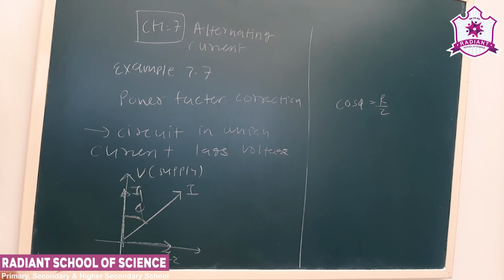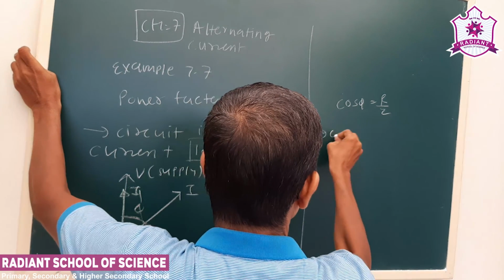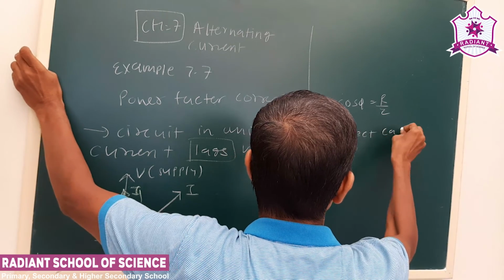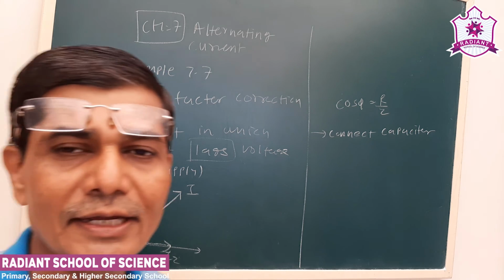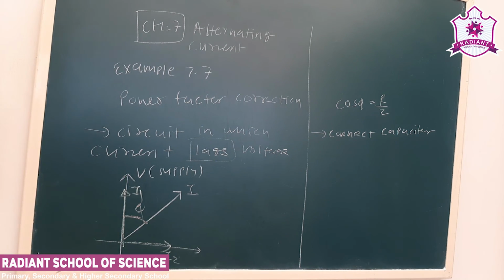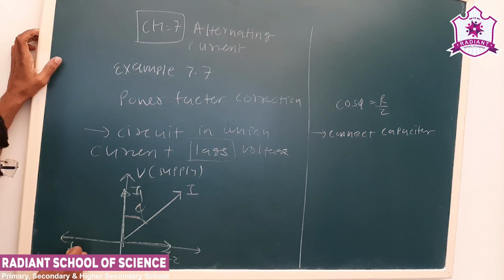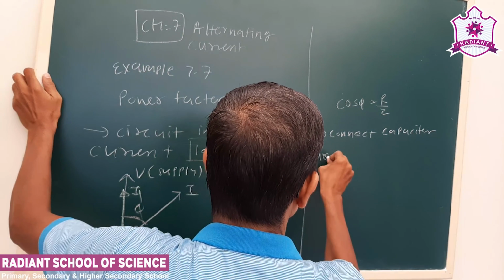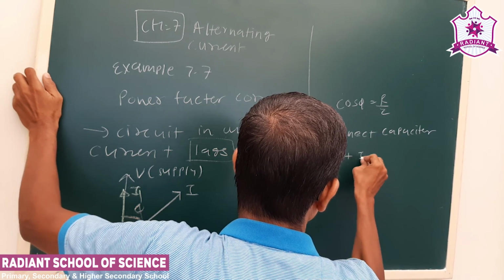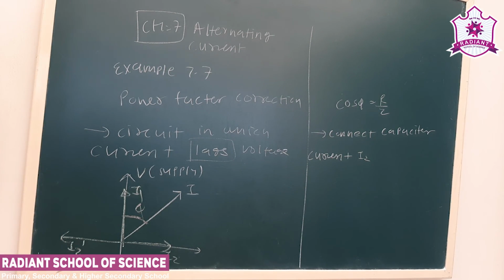Given that the current lags the voltage, to nullify this lagging component we connect a capacitor. Now you know in a capacitor the current is ahead of the voltage. So by using a capacitor we get current I2 dash. This will again be by the selection of component.